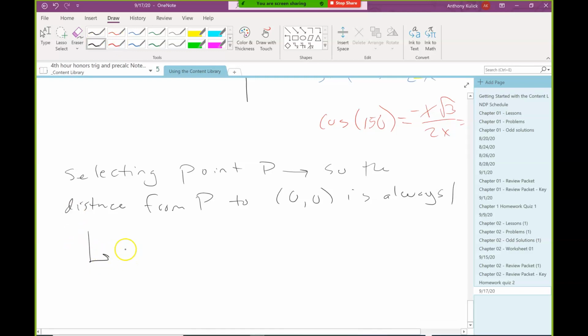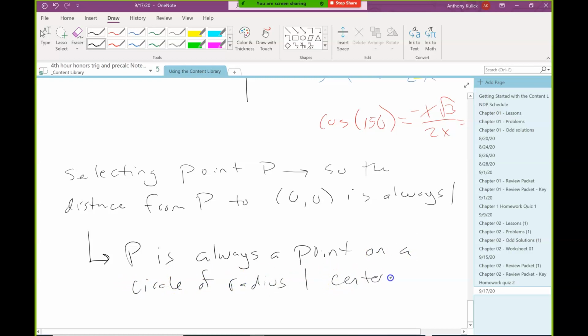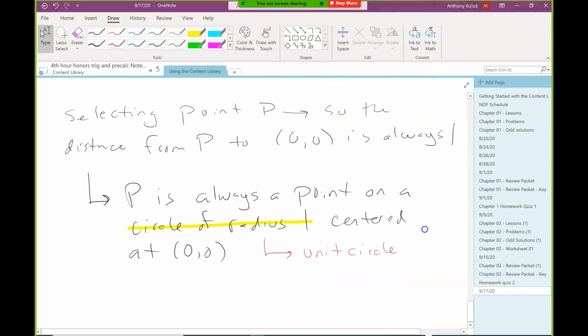So we know that P is always a point on a circle of radius 1 centered at the origin. A circle with radius 1 is often referred to as a unit circle. Since its radius is 1, it's 1 unit. We call that a unit circle.